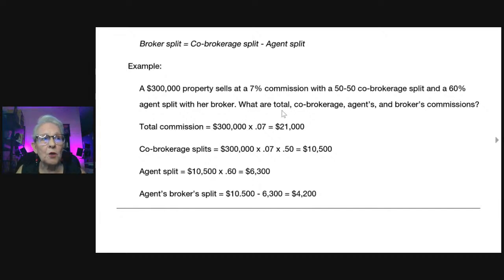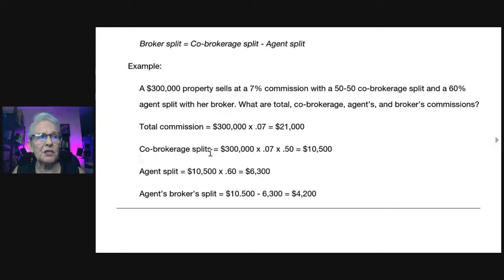What are the total co-brokerage, agent, and broker commissions? Co-brokerage, right? If you're the listing broker, the co-broker is the buyer broker. The agent is the real estate agent under their particular brokerage, and then their brokerage commission. Total commission: 300,000 times what was the commission? 7%. So that is 21,000.